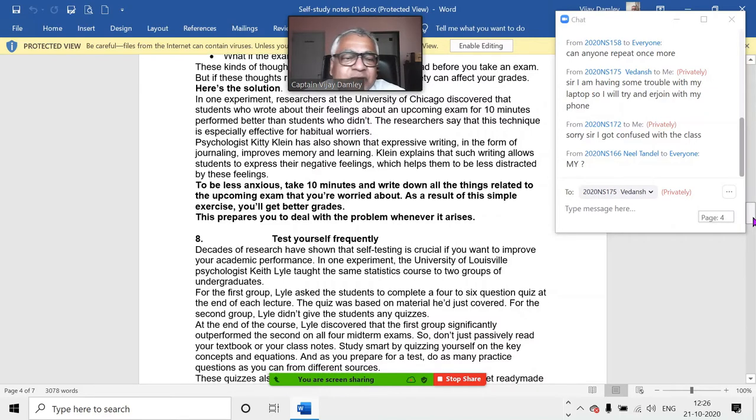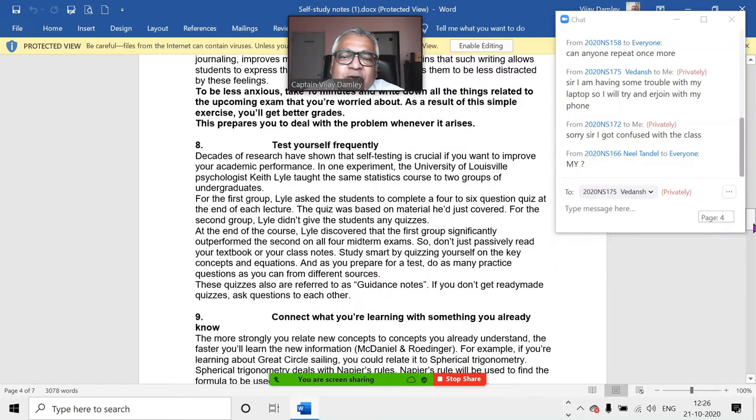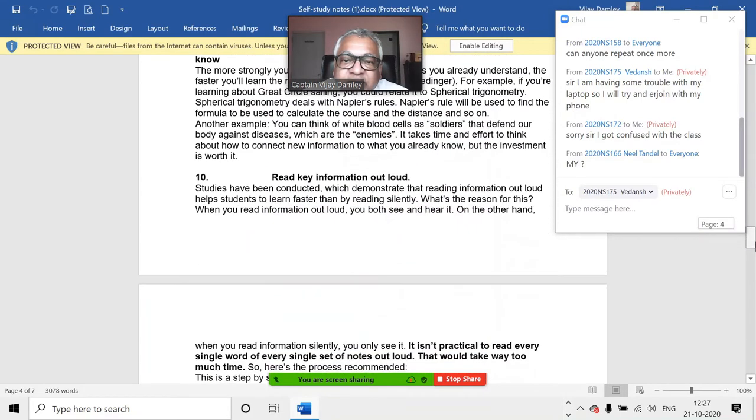Test yourself frequently. Now the self-testing need not be written. It can be just I ask question to myself. I think about the points. Okay, 1 point, 2 point, 3 points. Okay, how many points I know? Good enough. That is the revision here, because then you are going to take out everything from here. Rest is you read more.